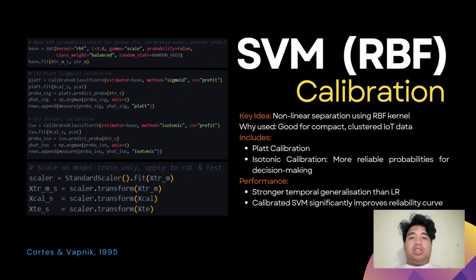The second model is an SVM with an RBF kernel, which allows it to capture nonlinear patterns. We use two calibration methods: Platt calibration and isotonic calibration. These improve probability reliability, which is important if the model is used in a safety-critical system. The calibrated SVM generalizes better than the logistic regression and produces more dependable probability outputs.